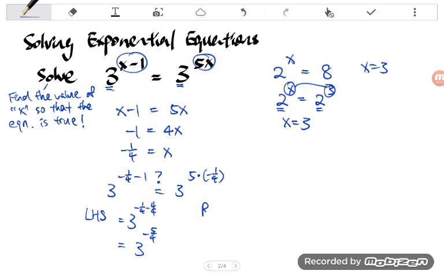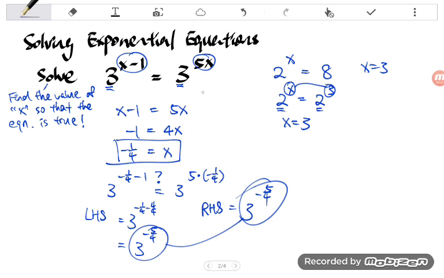My right hand side, over here, would be 3 to the power of 5 multiplied by negative 1/4. That gives me negative 5 over 4. So as we can see, the answers do match. The left hand side is equal to the right hand side. So when my x is negative 1/4, my equation is true. I'm able to satisfy the equation. Okay, let's look at the next example.